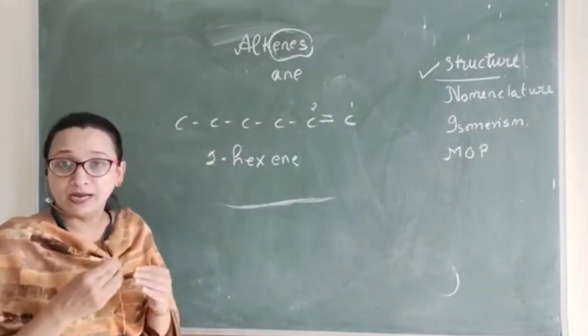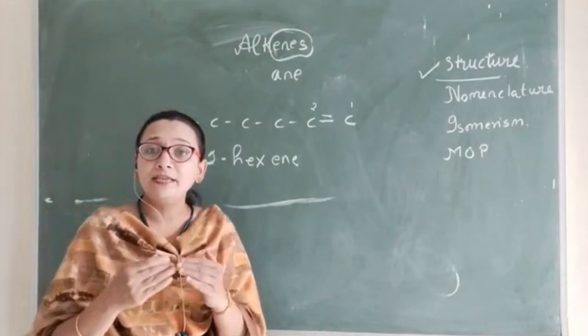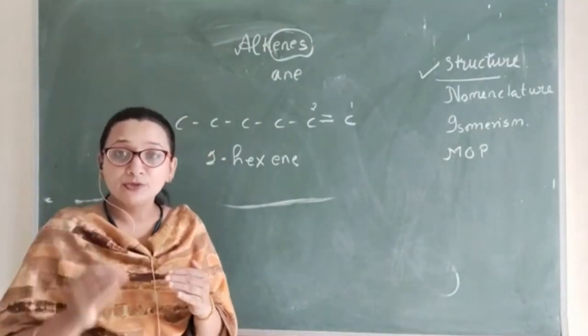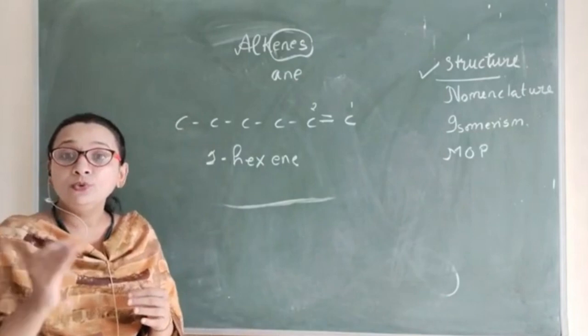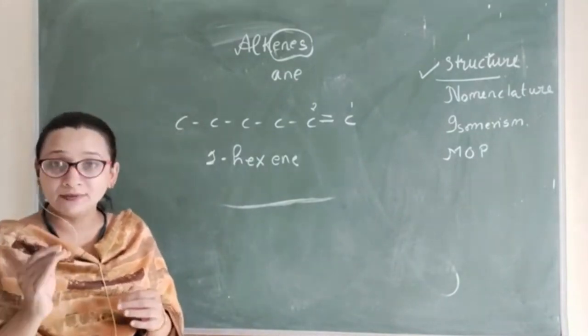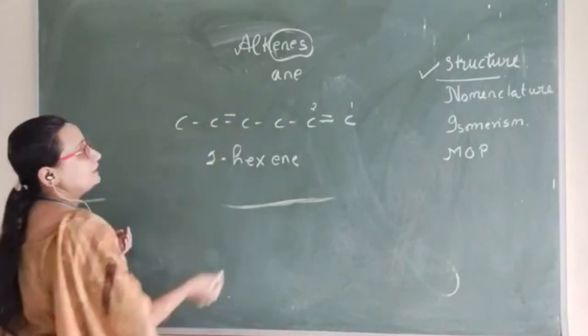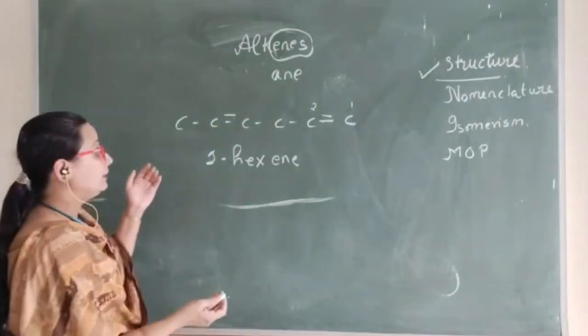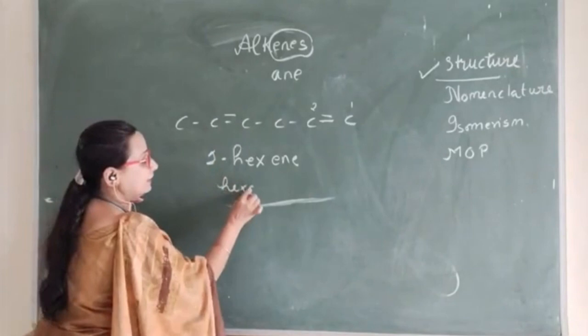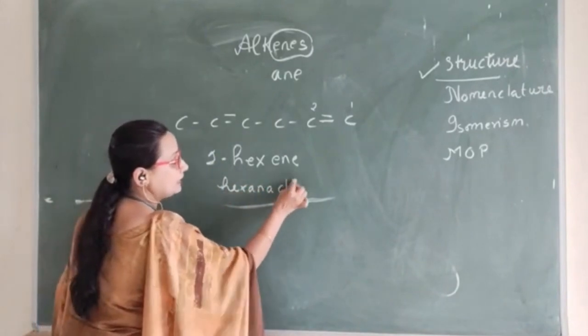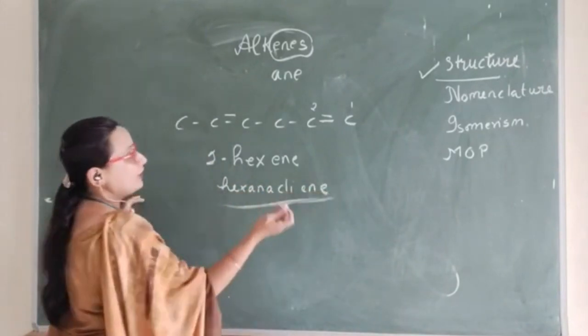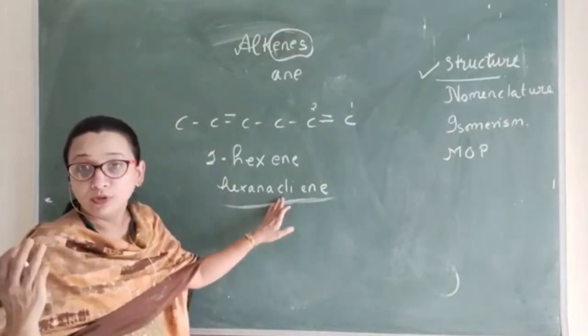So it is understood that the double bond is lying in between 1 and 2. So this is nothing but how you label alkenes. If you have 2 double bonds, then you will name it as hexadiene. Now where are these double bonds?